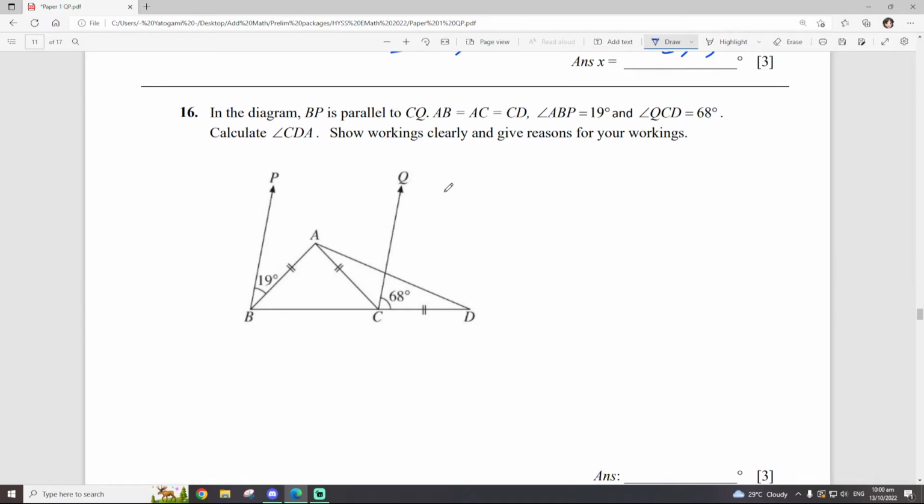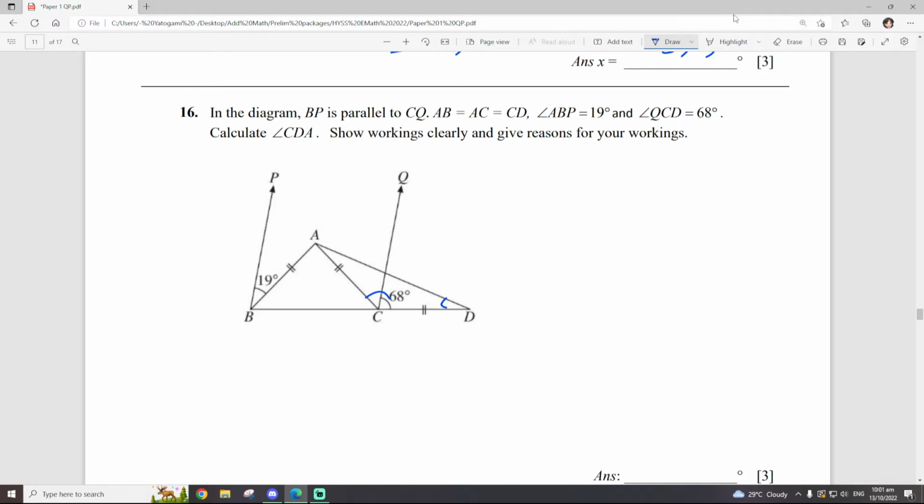In the diagram, BP is parallel to CQ. We have these things, a lot of information. So these three are equal. ABP is 19, QCD is 68. Calculate angle CDA. So that is the one over here. Show your working and give reasons. Okay, so how to find this angle? Well, it's one of the base angles of an isosceles triangle. So if we can find this angle, it will be good. This one.